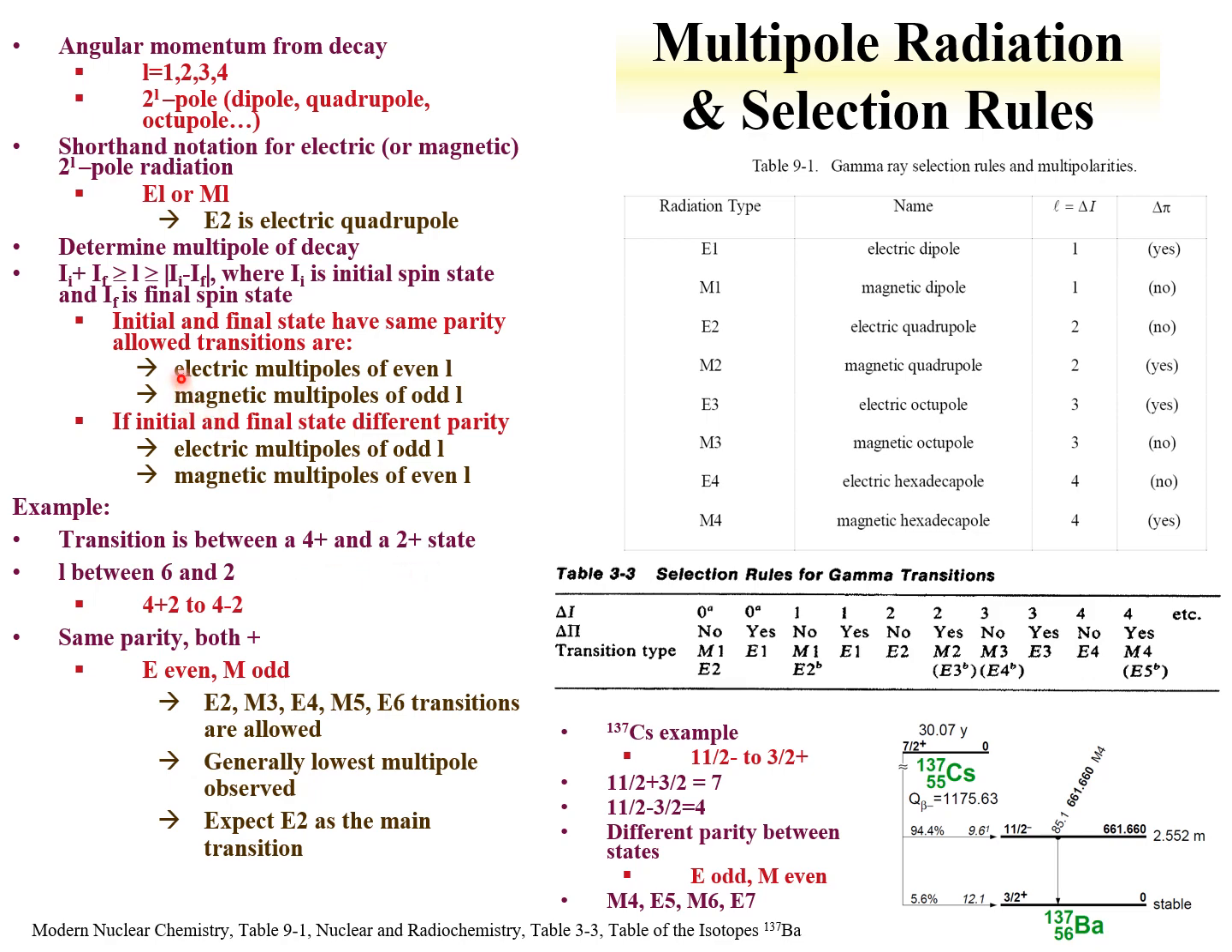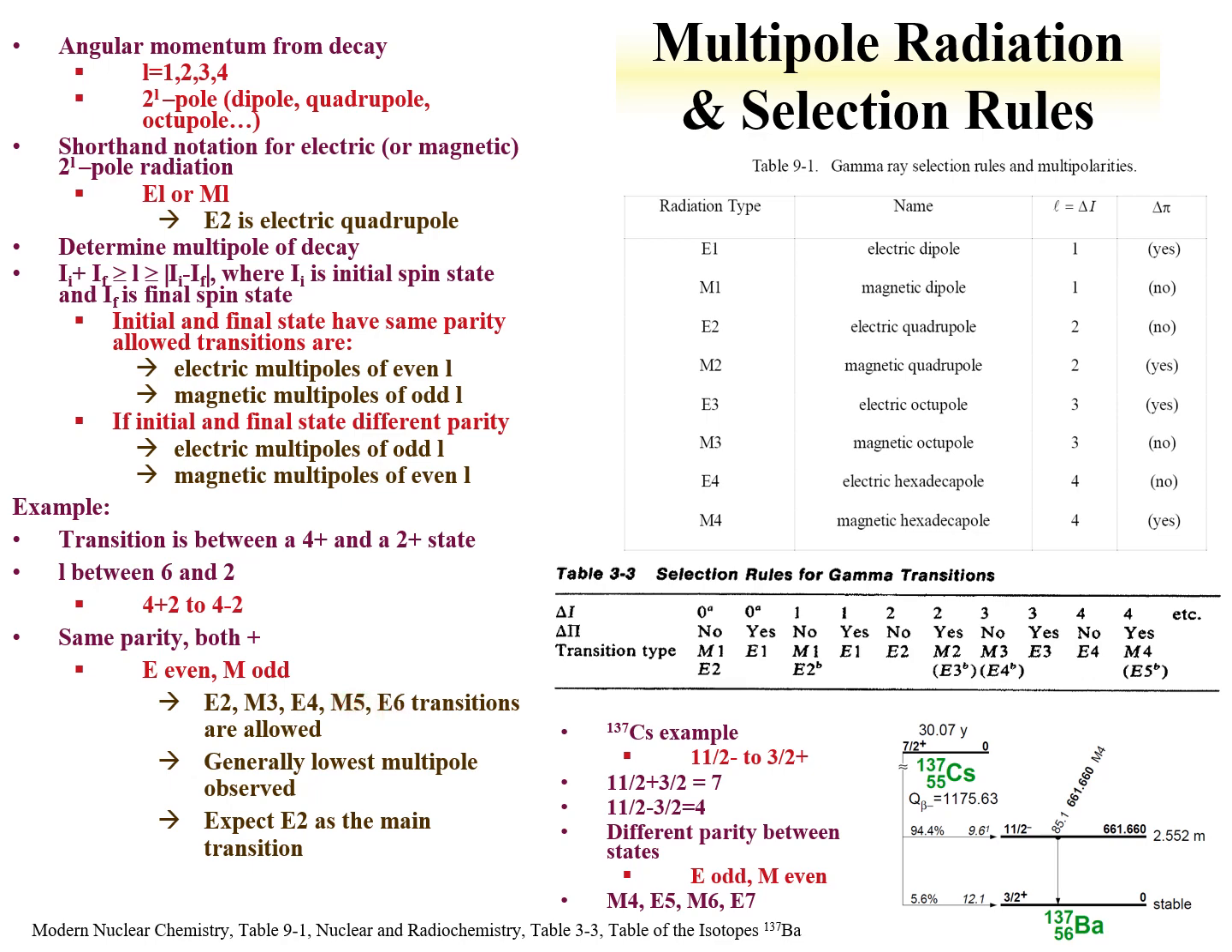So we go here, initial and final states have the same parity. Magnetic multipoles will be even. Electric multipoles will be even. Magnetic multipoles will be odd. So if we go from 2 to 6, magnetic multipoles are even. So it will be E2, M3, E4, M5, E6.